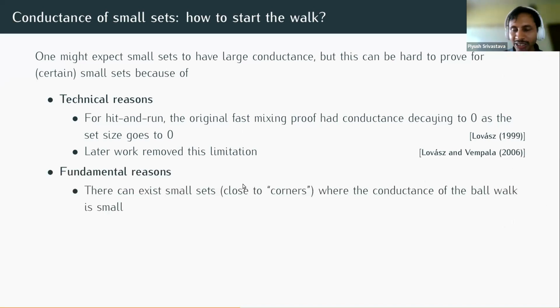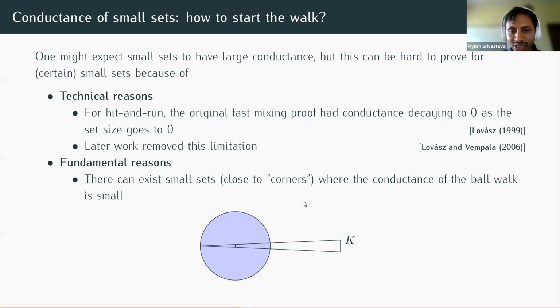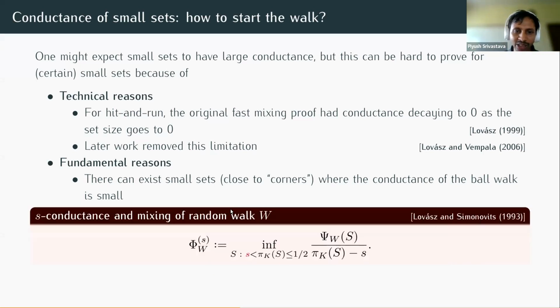But this could also be for fundamental reasons. This might be a property of the walk itself. There might be some small sets close to corners where the conductance is small. Here is the picture, for example, for the ball walk. If you are at this point, which is very close to a corner, then you have to be very lucky. You pick a point in this blue set, and you have to be very lucky to land in this small sliver to make any progress. Mostly you'll just be sitting there. This set has a very small volume because it's close to an apex, but still the conductance can be very small. So this can actually happen.